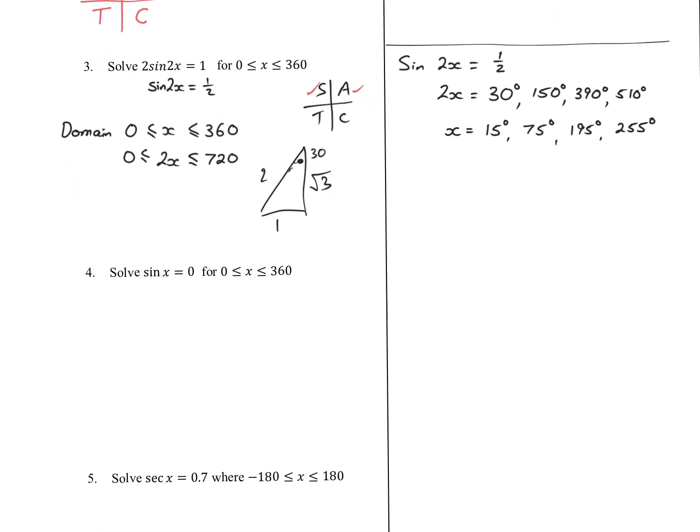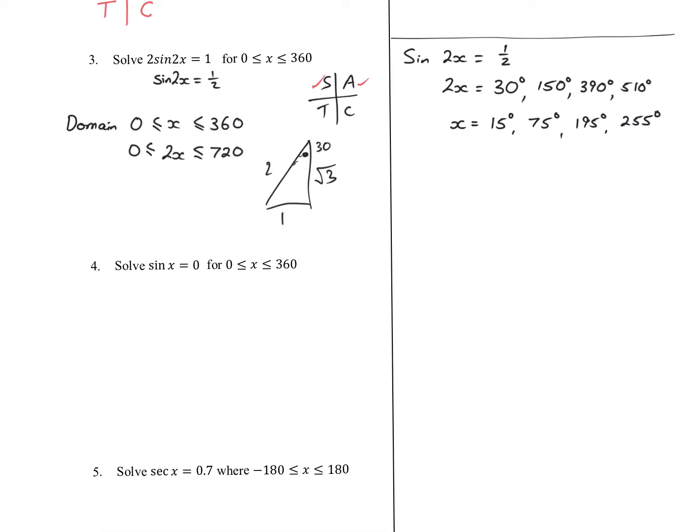All right, question 4 is a bit different. We've got solve sine x equals 0. Have we got a special triangle to give us 0? No, we don't. So what other thing have we got that we can use for trig, if we can't think about special triangles? No, Pythagoras isn't going to help us either. What about the graph thingy?